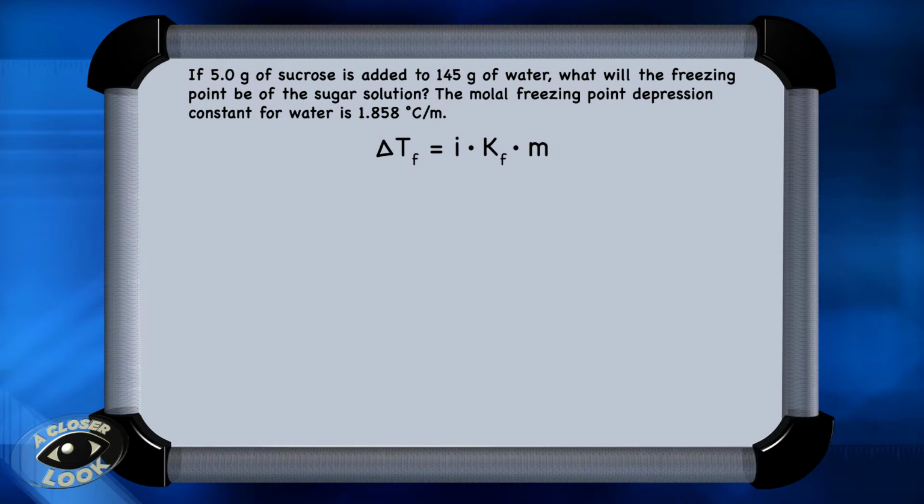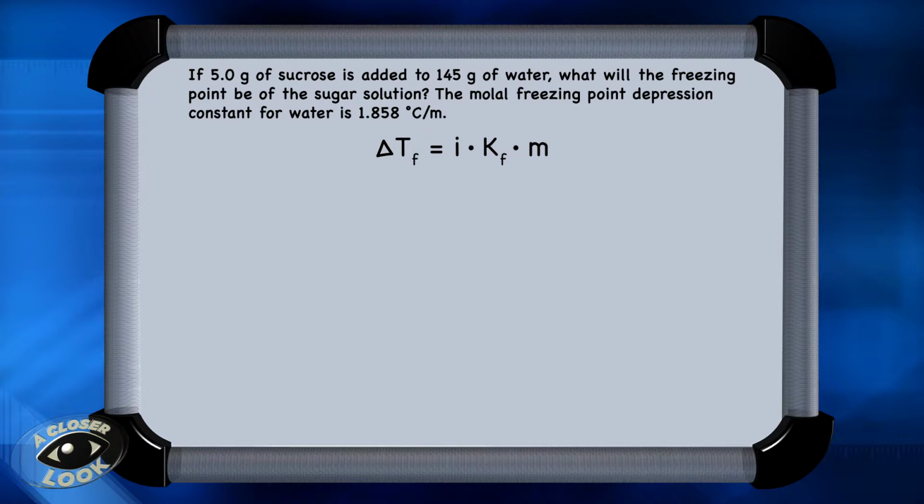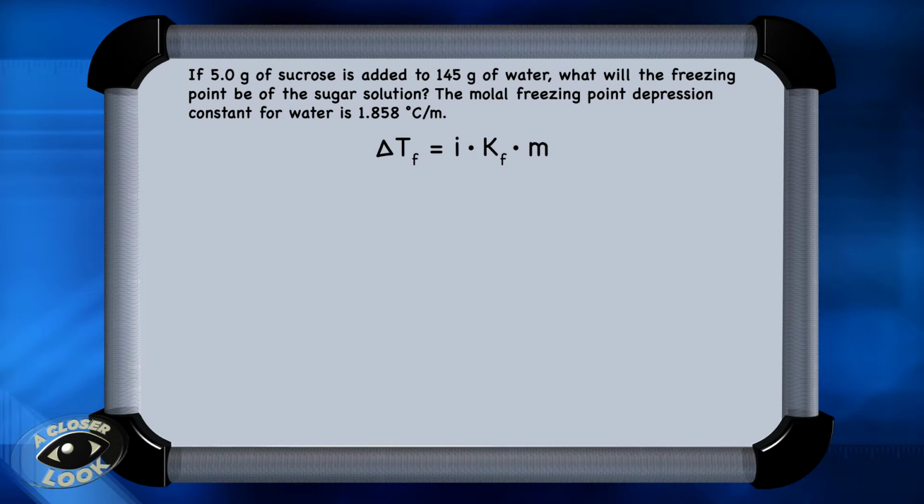So let's look at the equation. I stands for the Van't Hoff factor, as before. However, in this problem, sucrose is the solute. Sucrose is considered a non-electrolyte. So when it dissolves, it's not going to break apart into ions, so our Van't Hoff factor is just going to be 1. In other words, for every mole of sucrose that dissolves, we will get 1 mole of solute particles. That will make this calculation simpler than the previous one.